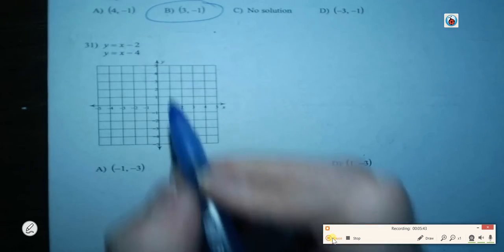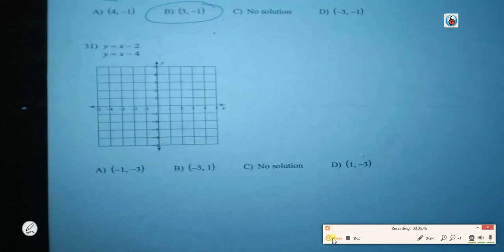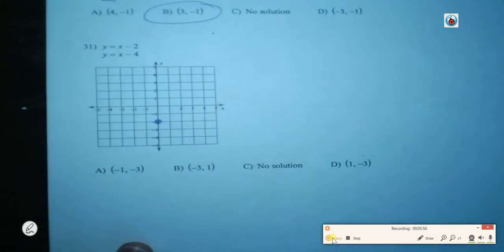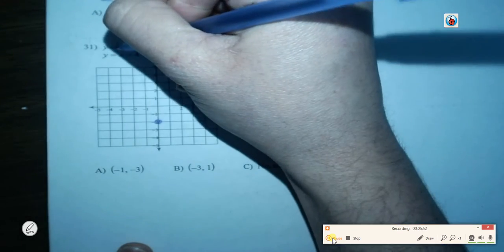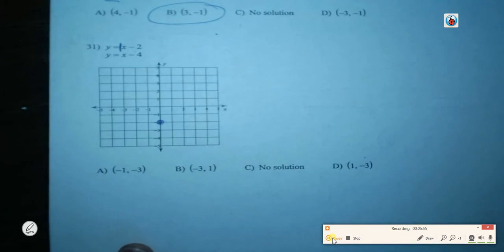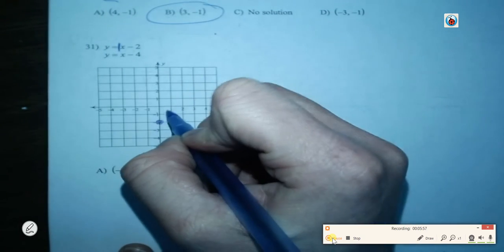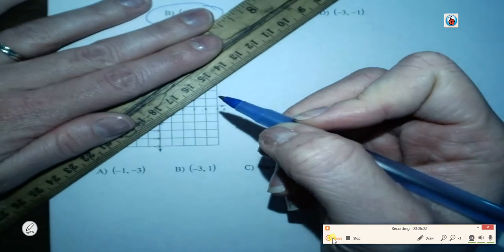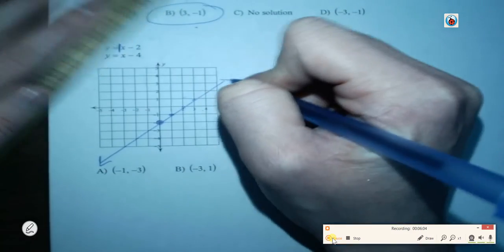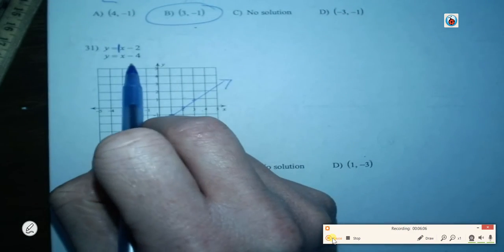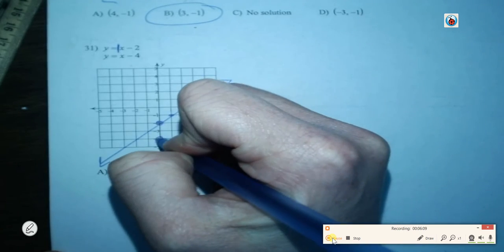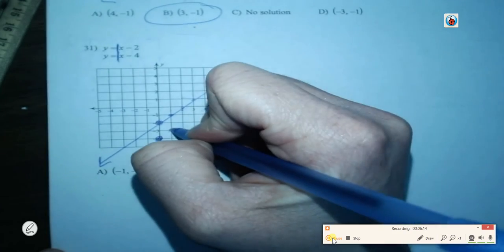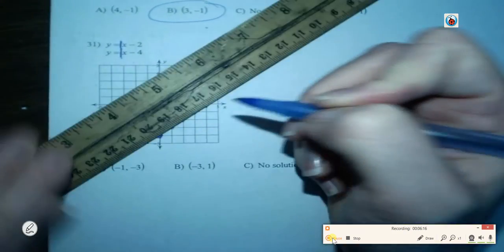The next one, y equals x minus 2, y equals x minus 4. Y-intercept at 0, -2. If I have y equals x, that's y equals 1x, which means my slope is 1. So I'm going to go up 1, right 1, up 1, right 1 repeatedly, and graph that first line. The next one has a y-intercept at 0, -4, so find that point. The slope is also 1, so you go up 1, right 1 repeatedly. Graph that line.